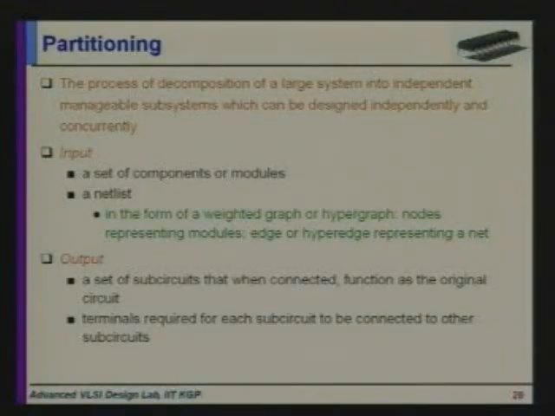If you want to visualize it, think that I am representing a net, nothing more. It's just that these 2 points are electrically equivalent, right. Okay. So I have the modules and the netlist, and the output is a set of subcircuits which when connected will function as the original circuit, and the terminals required for each subcircuit will also be provided as output.